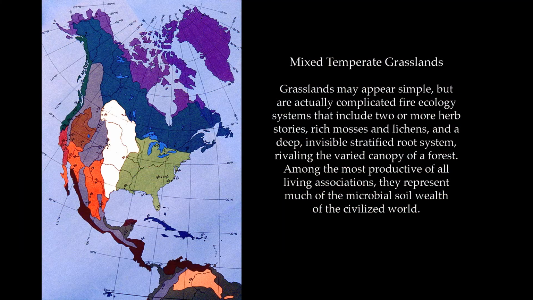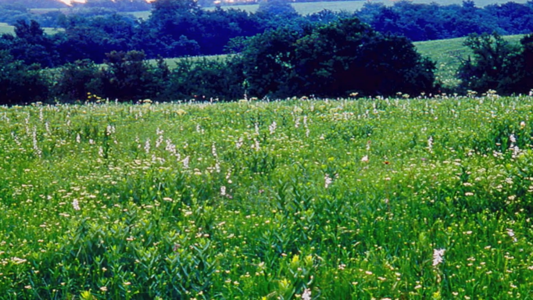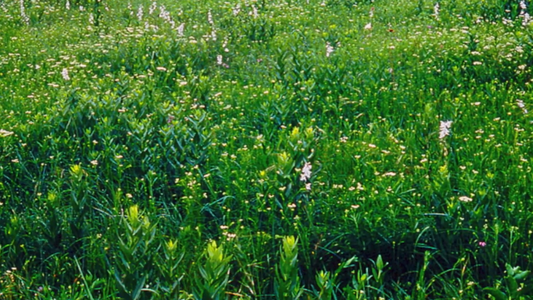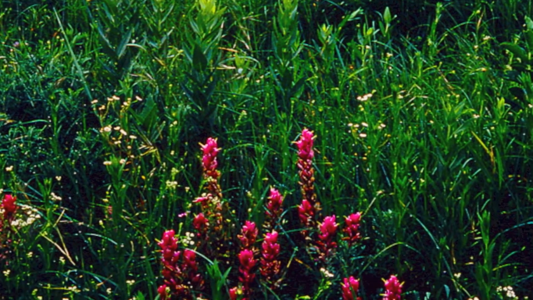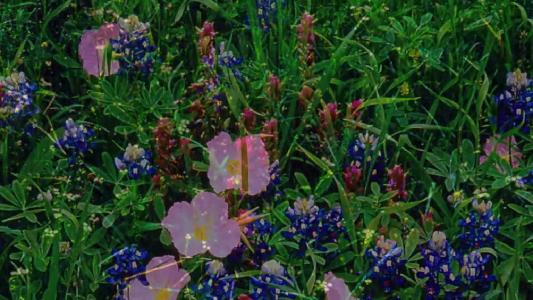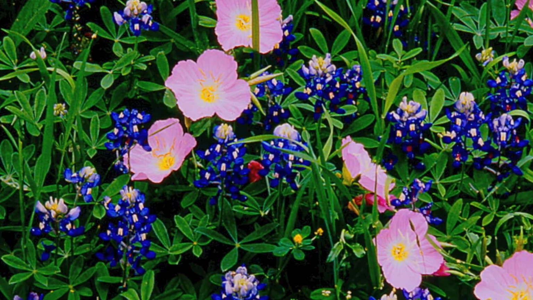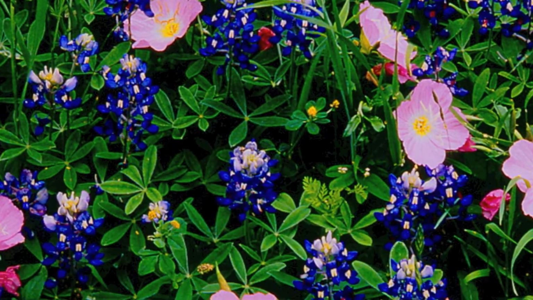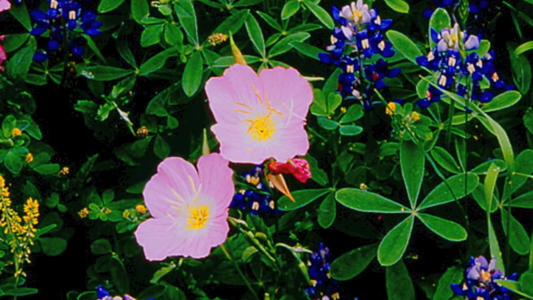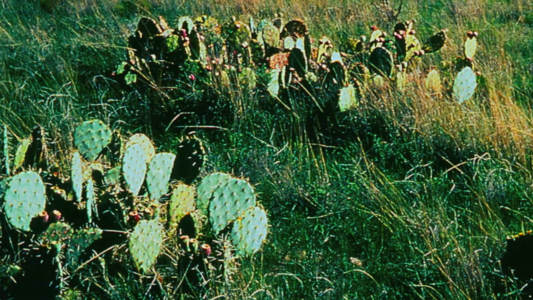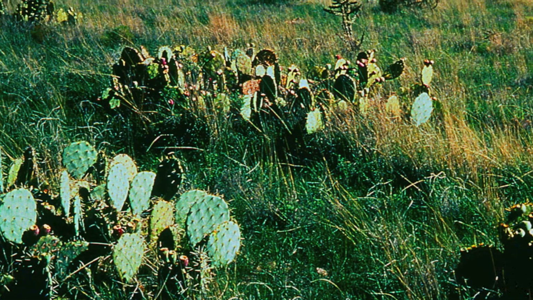Mixed temperate grassland systems. Grasslands may appear simple, but are actually complicated fire ecology systems that include multiple grass species, 2 or more wildflower layers, mosses, lichens, fungi, and an invisible stratified root system rivaling a varied forest canopy. Among the most biologically productive of all living associations, they represent much of the soil wealth and microbial health of the civilized world.